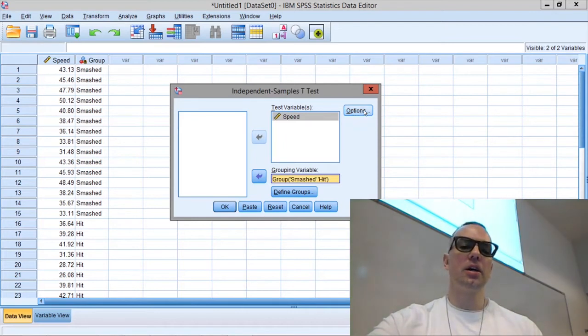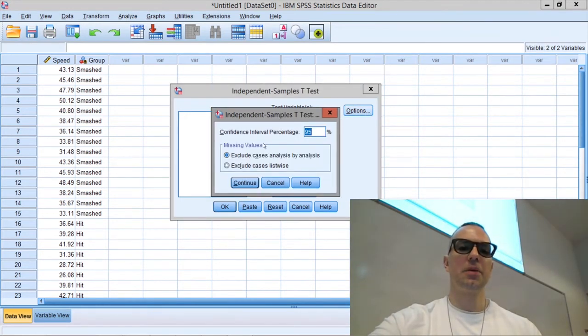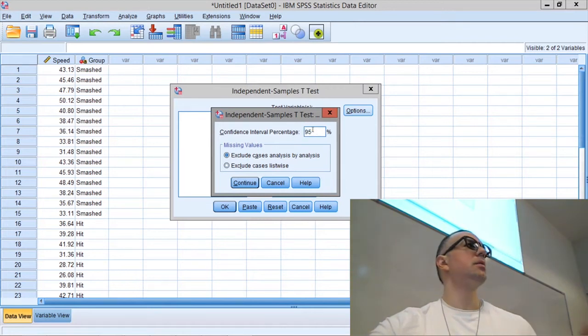In order to do a confidence interval, you then go to Options. So that's what the Options button up here is for. It should really just be called confidence interval because that's about the only real option that it has. So we go to Options here, and we get the confidence interval percentage, and that is by default listed at 95%.